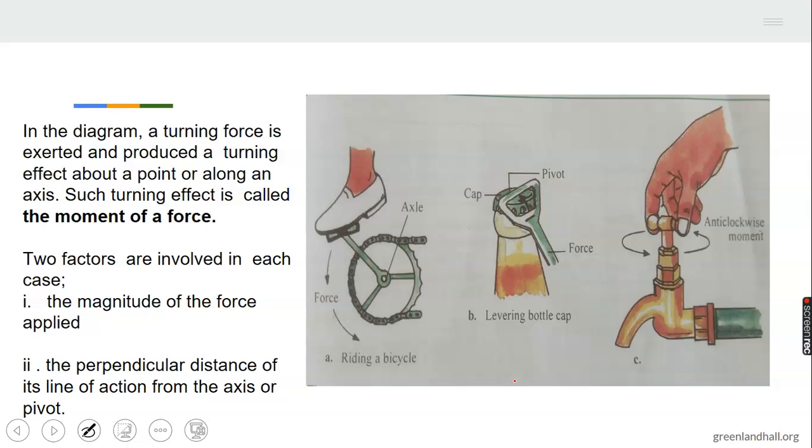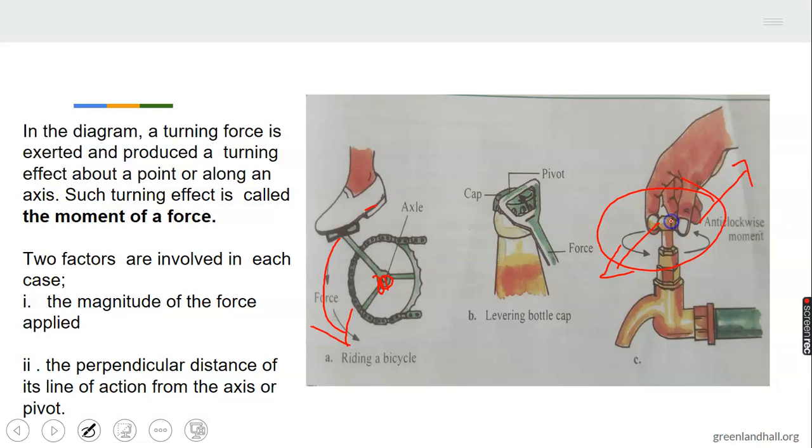Now, look at this diagram. We have a bicycle wheel. This is the axle, the point where you bolt the wheel, that the wheel is moving around. Now, you can see when you apply force in this direction, you have a turning effect. The same thing applies to a tap. You can see you apply force here and you also apply force here. You have forces that are acting in opposite direction, but they are equal in magnitude.